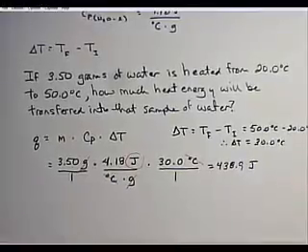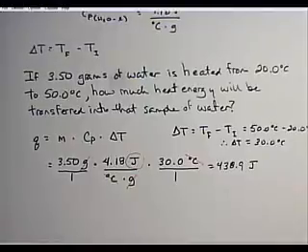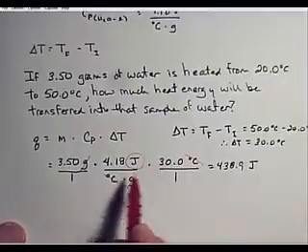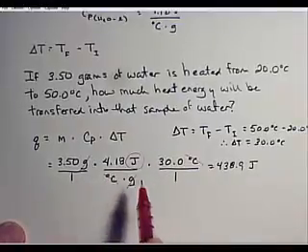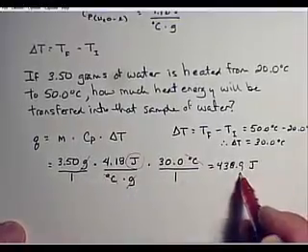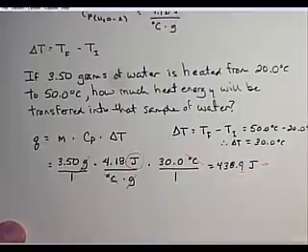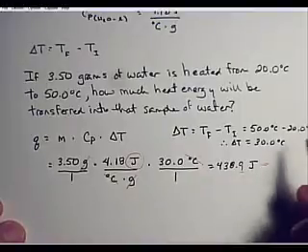How many significant digits do we need in our final answer? 3. I got 3 here, and 3 here, and 3 here. That's the least digits. We should have 3 digits as the final answer. And so we'll have 439 joules.